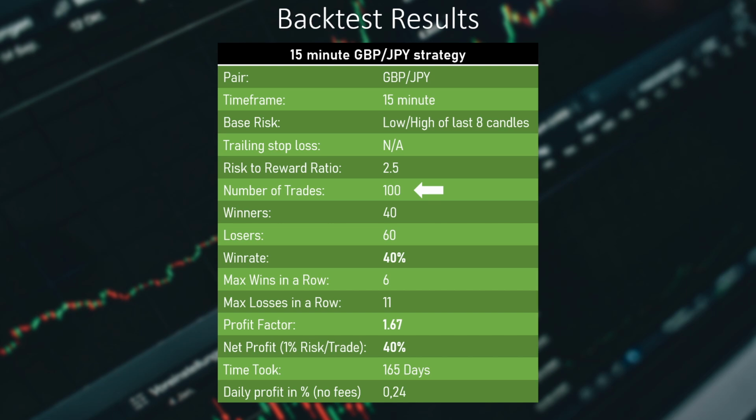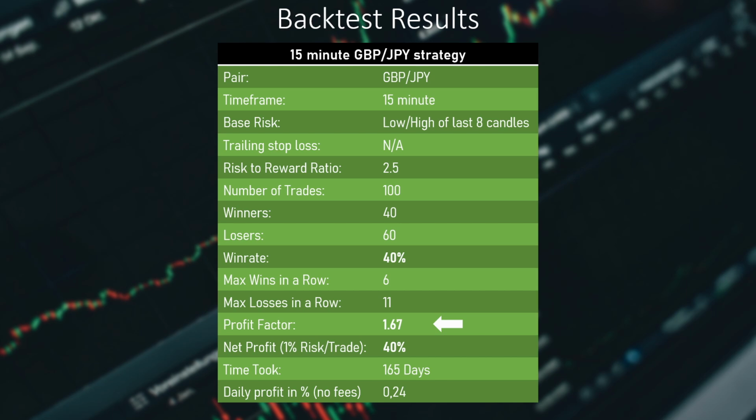Another bad sign is the number of losing trades in a row, which is 13. This means that at some point in the backtest there was a 30% drawdown, which is out of my preferred tolerance of 10%. Talking about the good parts, the strategy made 40% on the account and had a 1.67 profit factor, which is really good.